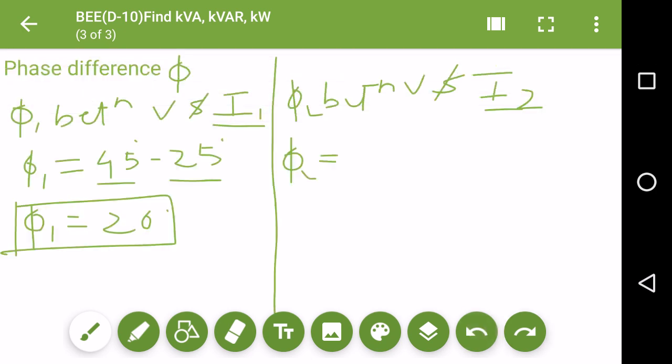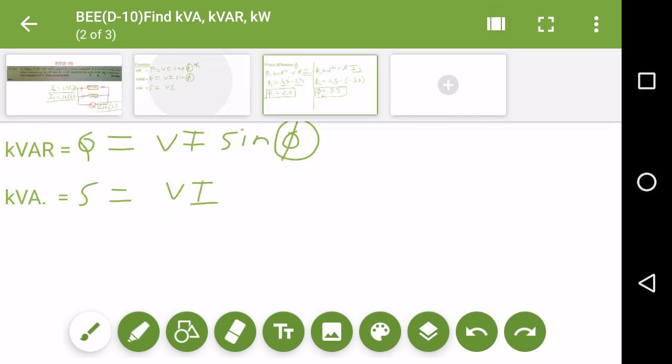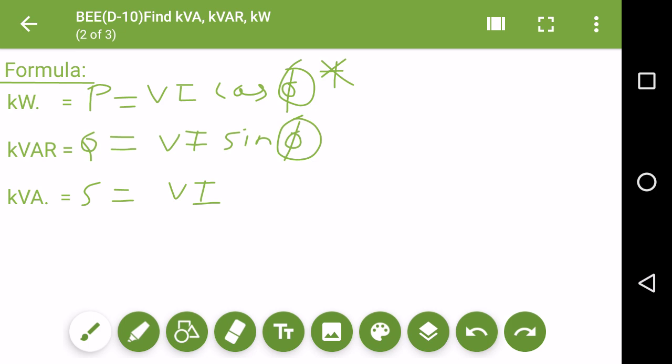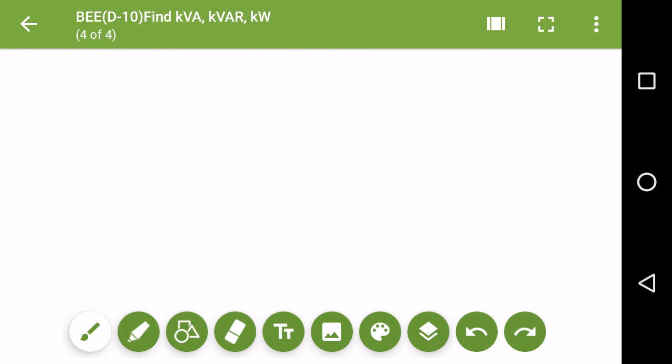We will write 25 minus of minus 30, which gives 55 degree. Okay, so phi 2 is 55 degree and phi 1 is 20 degree. We will use this in our formula. In this formula, I find the value of phi 1 and phi 2. Now we just require to substitute the values in our given formula.